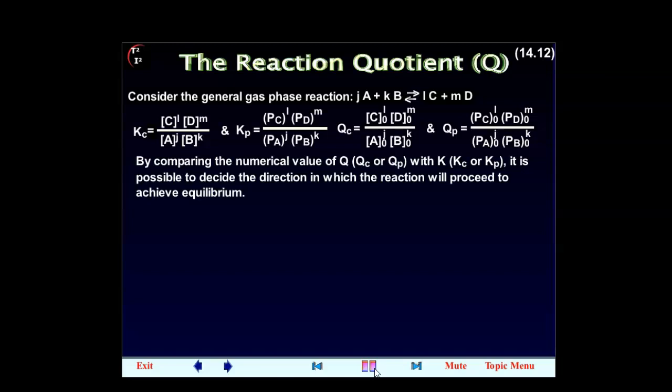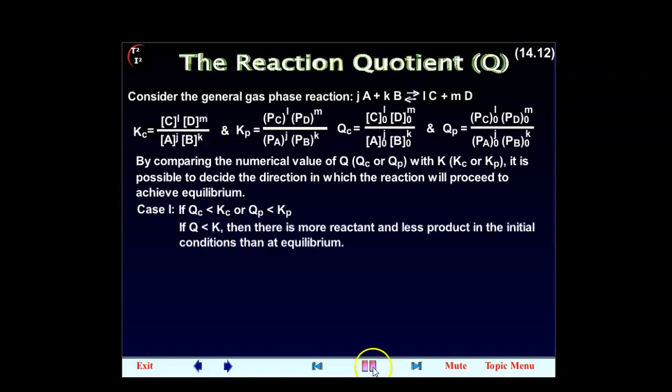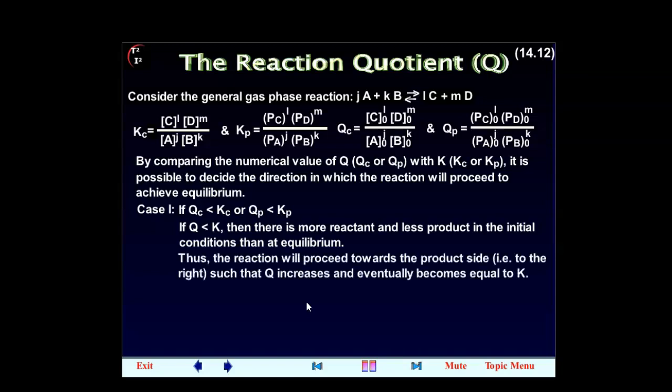K sub C or K sub P, it is possible to decide the direction in which the reaction will proceed to achieve equilibrium. Case 1. If Q sub C is less than K sub C, or Q sub P is less than K sub P, if Q is less than K, then there is more reactant and less product in the initial conditions than at equilibrium. Thus, the reaction will proceed towards the product side, i.e. to the right, such that Q increases and eventually becomes equal to K.